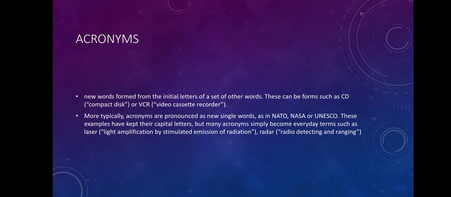Next comes acronyms. Acronyms are new words formed by initial letters of a set of words. We know that there are some things around us which cannot be given a name in the form of a single word, such as names of organizations. For example, the name of World Health Organization, which is called WHO, and W, H and O all are written in capital letters. Similarly, compact disc, which we know as CD.